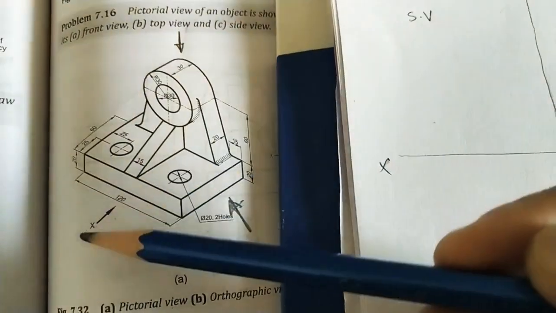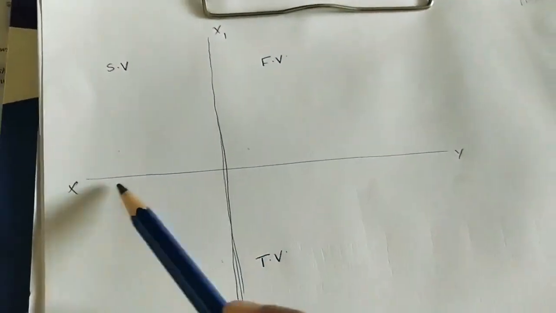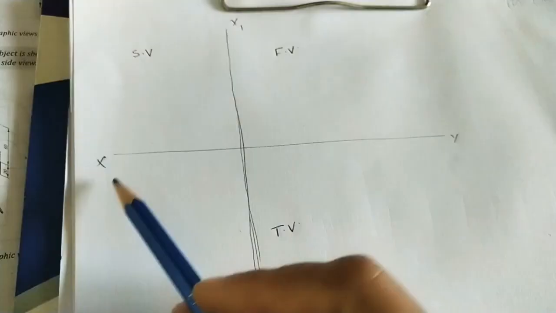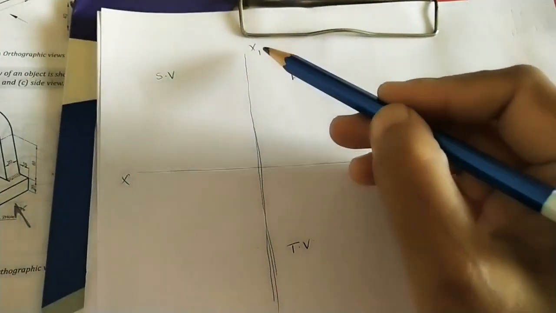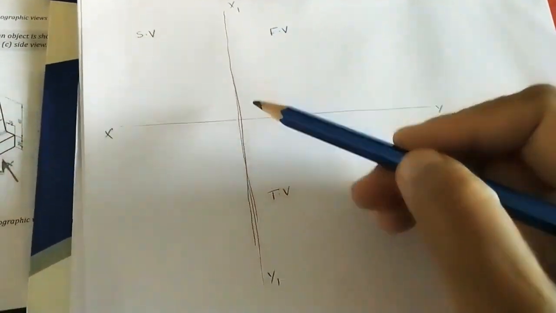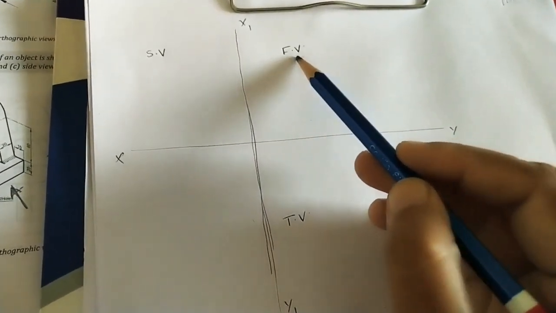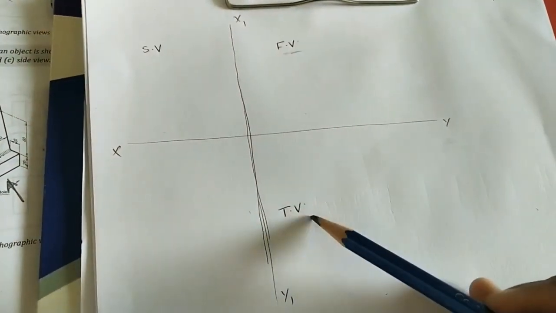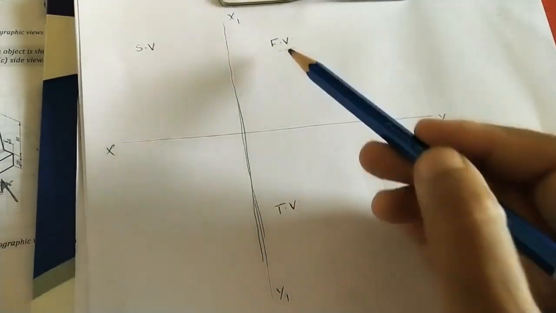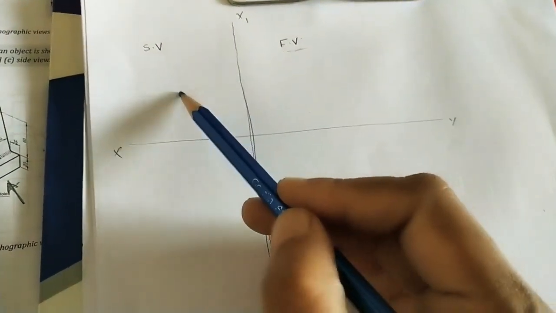For doing these three views, I have divided this space. Here I took one reference line, the xy line, and here one more reference line, x1 y1. Roughly I am doing it here. In this space we will do the front view. Below the front view we are doing the top view; in shortcut form I am writing FV and TV like that. After the front view we will do the side view here.